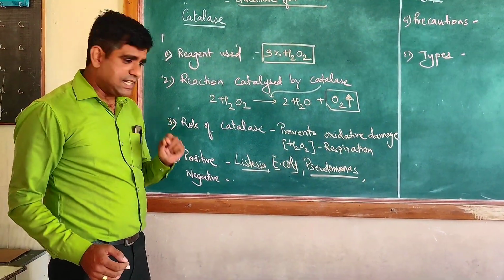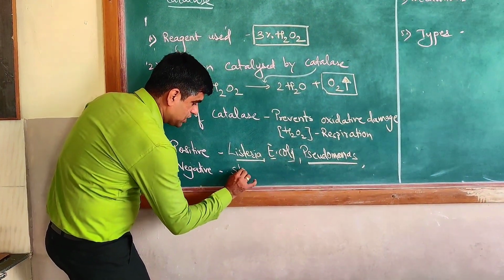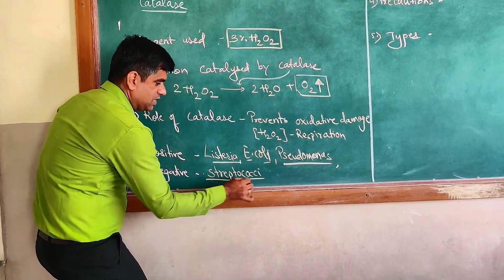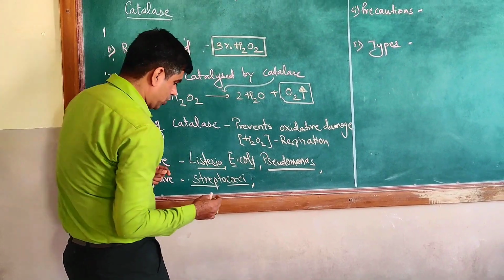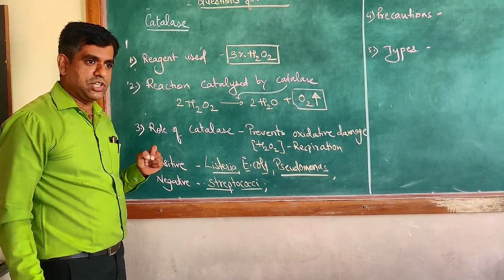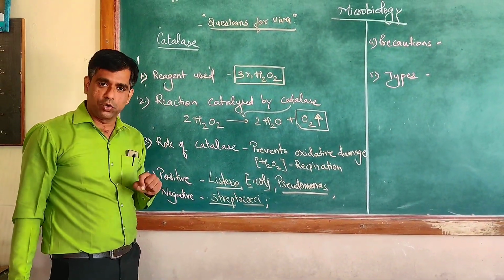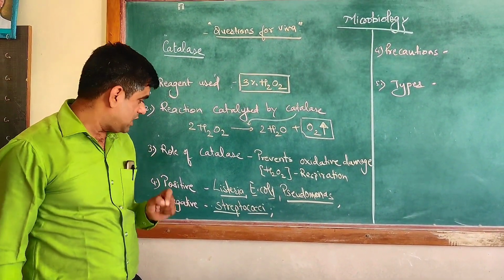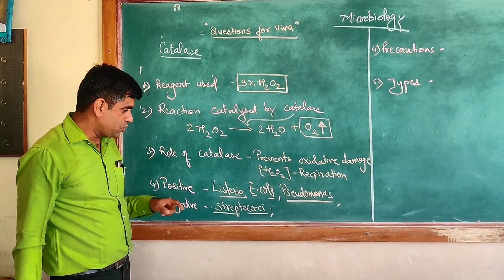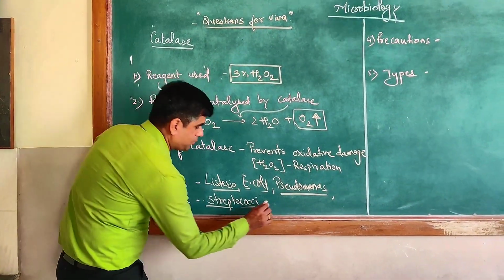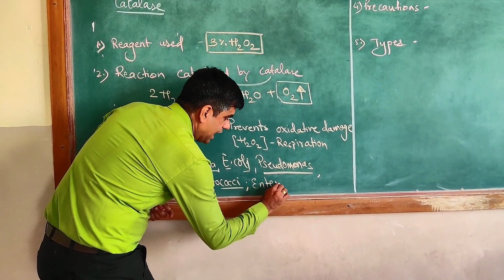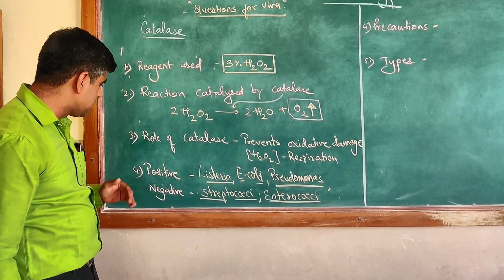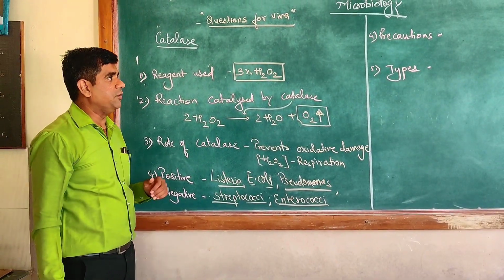Organisms which are catalase negative include the species of Streptococci. It includes the species of what you call anaerobic organisms. Generally, the organisms which are anaerobes, which do not respire but which only do fermentation, are catalase negative. So we have organisms like Streptococci, organisms like Enterococci. Actually, it is used to differentiate between these organisms which are catalase negative.